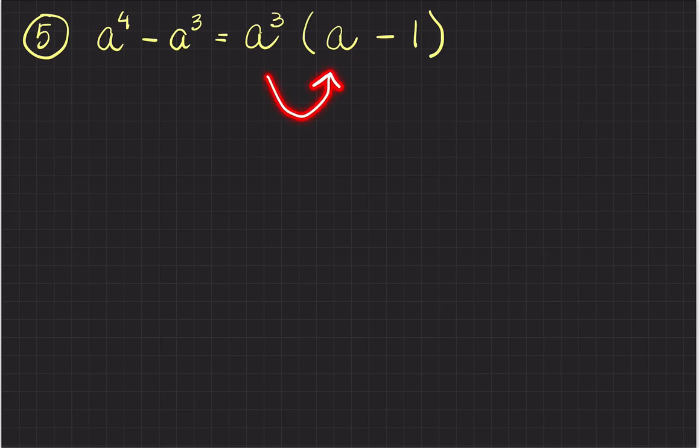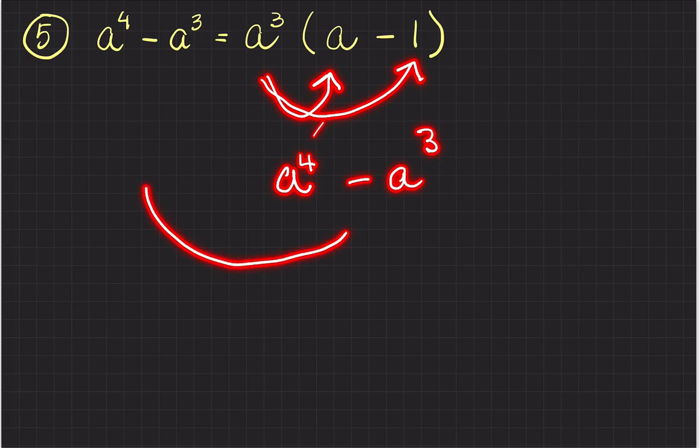Okay, let's check our answer. a to the power of 3 times a. Remember, I have same base, so I need to add exponents. That would be a to the power of 4. Then comes a minus sign. a to the power of 3 times 1 is a to the power of 3. Exactly the same as what I have here. So my factorization is right.